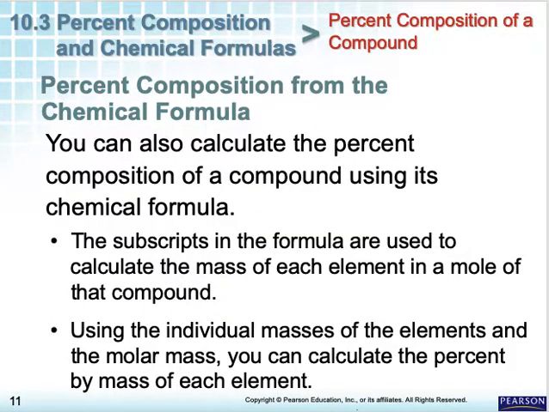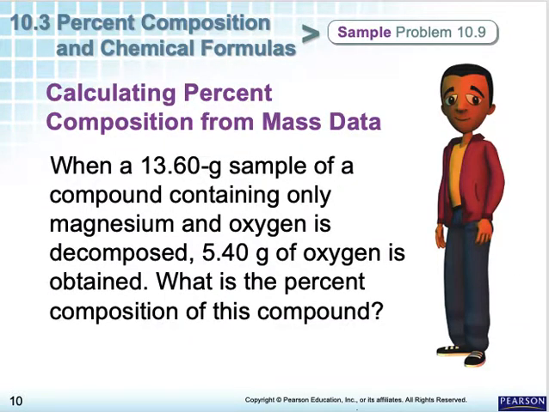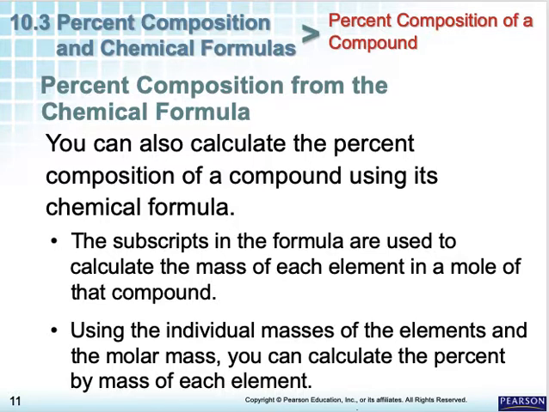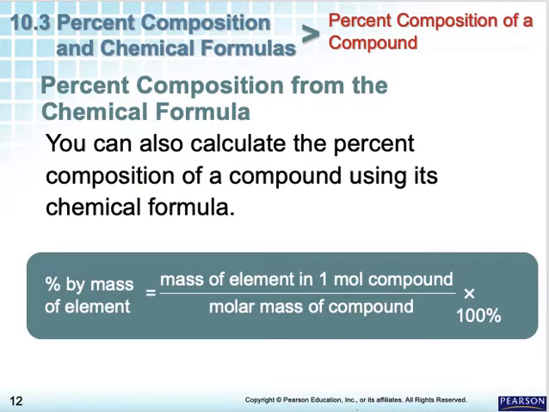You can also do percent composition by using the chemical formula. So you may either be given data like in this question, or you may be given just a formula and asked to calculate percent mass. And so again, you'd use the periodic table for that. So again, the mass of one element in 1 mole of a compound divided by the molar mass will give us the mass percent for that element.